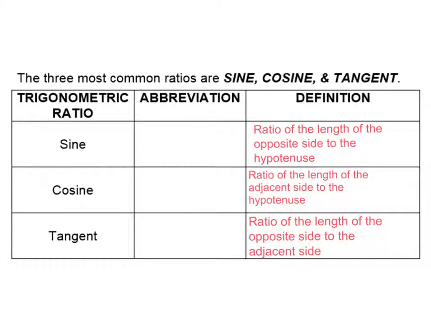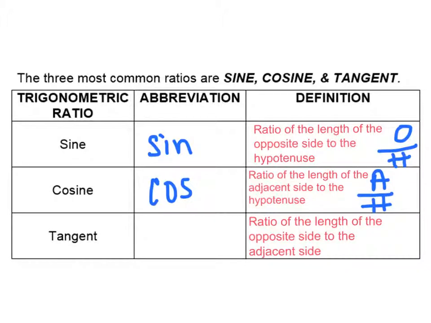The three most common trig ratios that we'll work with are sine, cosine, and tangent. Sine is abbreviated SIN and is the ratio of the length of the opposite side to the hypotenuse. So many times we say that sine is the opposite over the hypotenuse. Cosine is abbreviated COS. It is the ratio of the length of the adjacent side to the hypotenuse. Oftentimes, we say it is the adjacent over the hypotenuse.